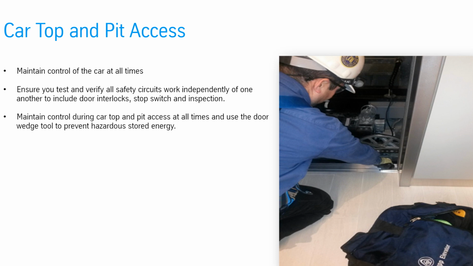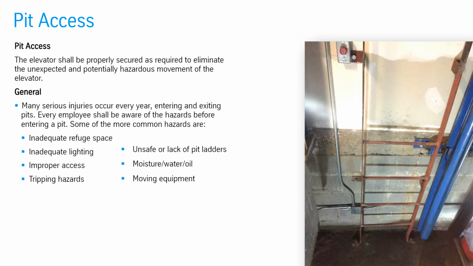Ensure you test and verify all safety circuits work independently of one another, to include door interlocks, stop switch and inspection. Maintain control during car top and pit access at all times, and use the door wedge tool to prevent hazardous stored energy. Pit access. The elevator shall be properly secured as required to eliminate the unexpected and potentially hazardous movement of the elevator.